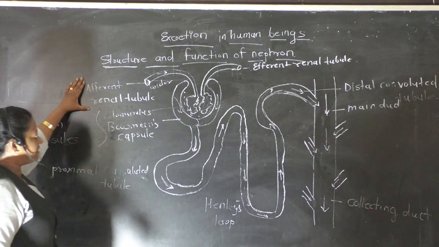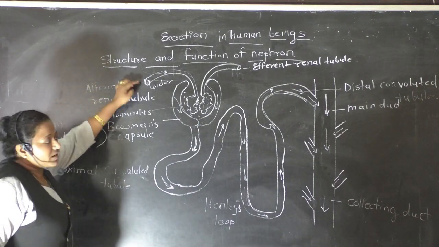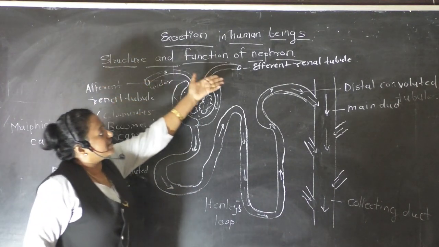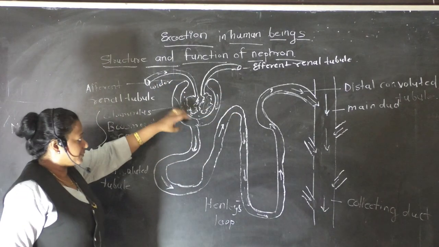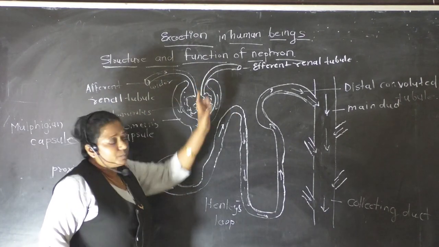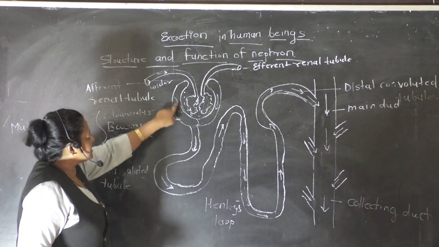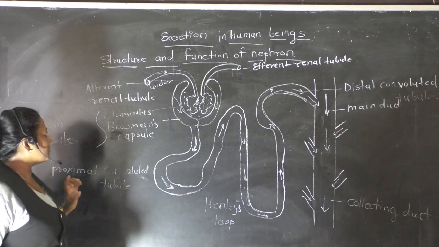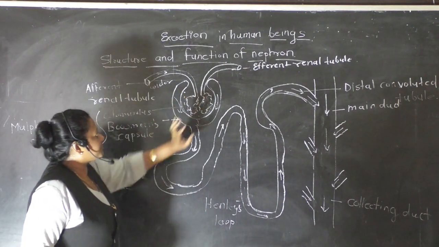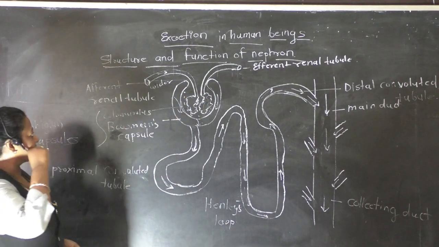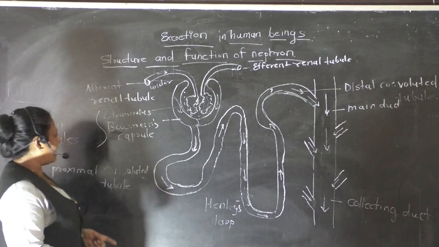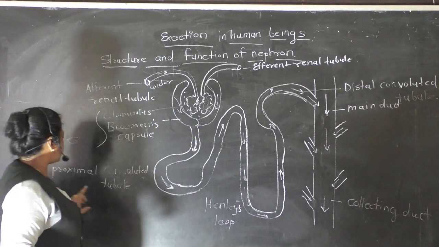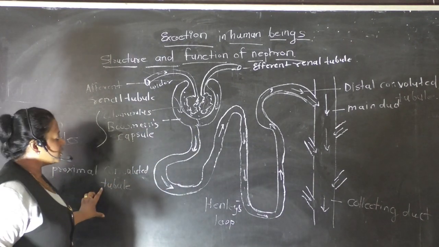First is the afferent arteriole. Through here the blood enters. This is the efferent arteriole. After filtration, the pure blood goes out. After it, there is a cap-like or capsule-like structure called Bowman's capsule, and this network of blood capillaries is called the glomerulus. And after it, the blood passes through the proximal convoluted tubule.